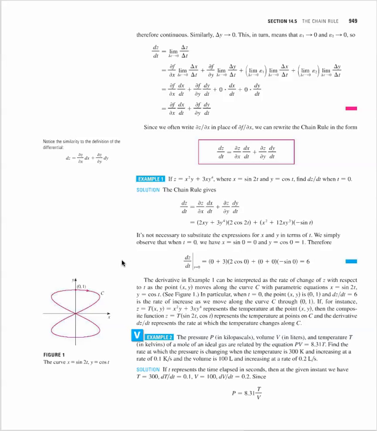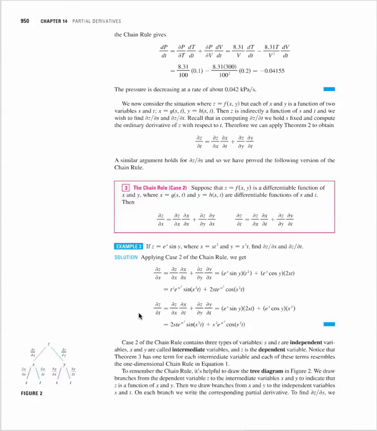So pay careful attention to example 1. The blurb below it is still important. And example 2 is another really good example of just basic chain rule. So follow those examples pretty carefully.